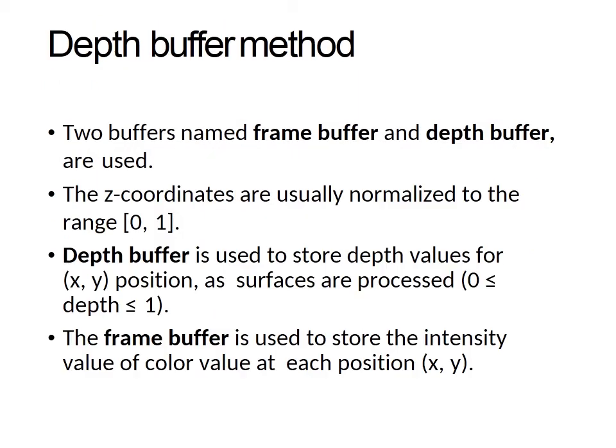So two buffers named frame buffer and depth buffer, which we have already discussed. The z coordinates are usually normalized to the range 0 to 1. So the depth buffer is used to store depth values for positions as surfaces are processed, where 0 is less than or equal to depth is less than or equal to 1.